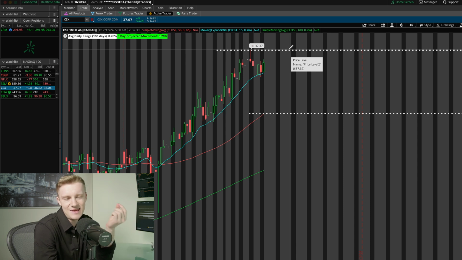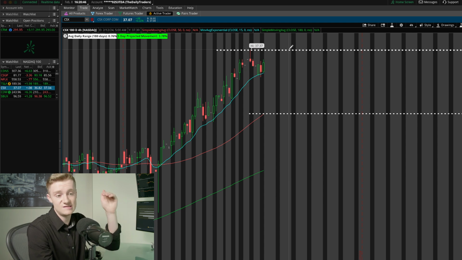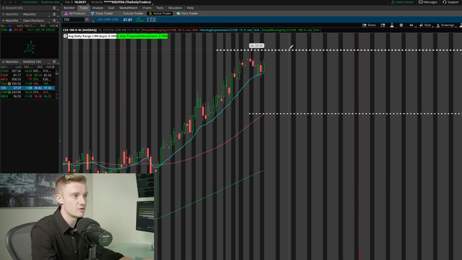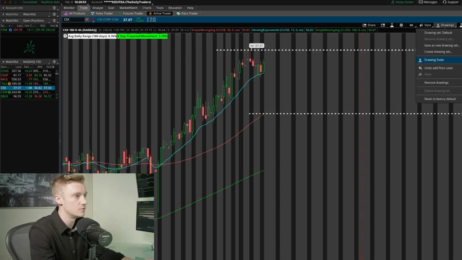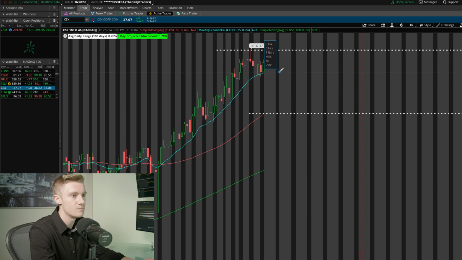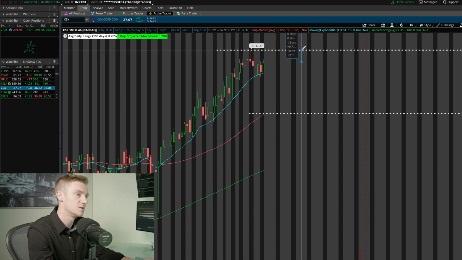I guess it can be a little over, but if it's like 5, 7, 10%, that's no good. So you go to drawings, click on the drawing tool, the timeline, and drag this from where we're currently trading, around that 37 area, up to our stop loss. All right, 0.70, we're within that 5-day projected movement. Then let's look at our target. 3.3, we are within our 5-day projected movement.